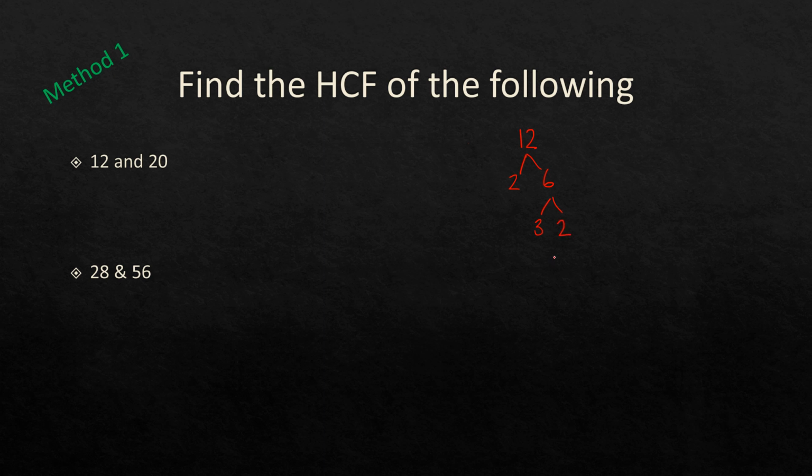3 times 2. So I can write 12 as 2 times 2 times 3. I'm just grouping them together. Similarly for 20, you know that it is 2 times 10 and 2 times 5. So 20 can be written as 2 times 2 times 5. I'm pushing this away just to give space for this 3.